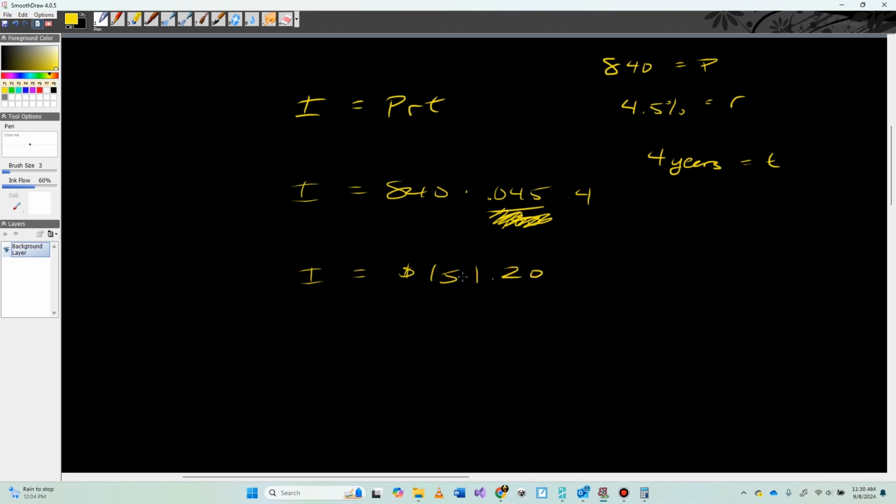Therefore I is going to be equal to $151.20. That is what you have earned based on interest over 4 years. So that money, why it's equal to I, is the interest that you are actually going to earn on your money over the course of 4 years, with that 4.5 percent increase in your money. So what you're really going to do is add that to your principal, and that's going to be the money that you now have in your account.